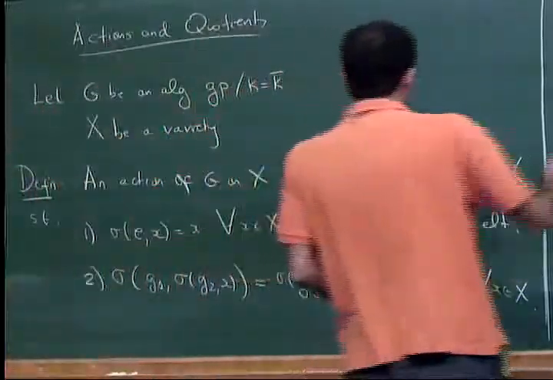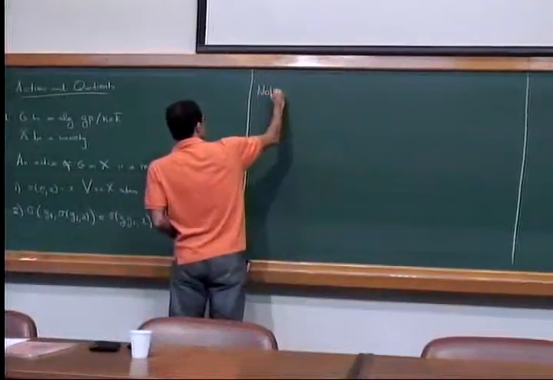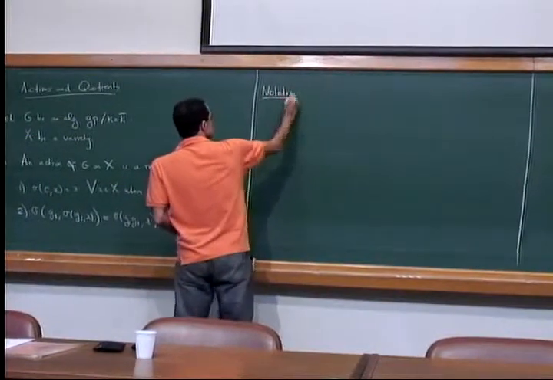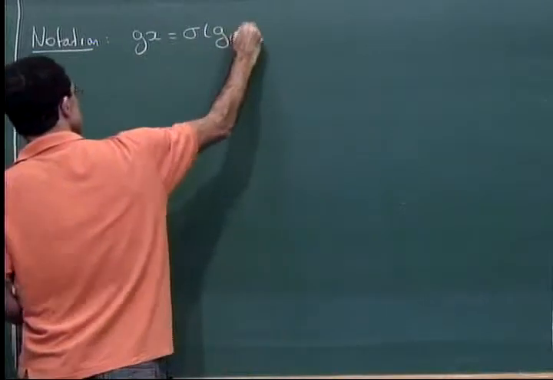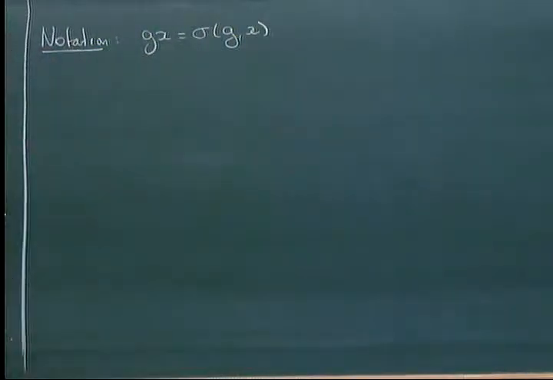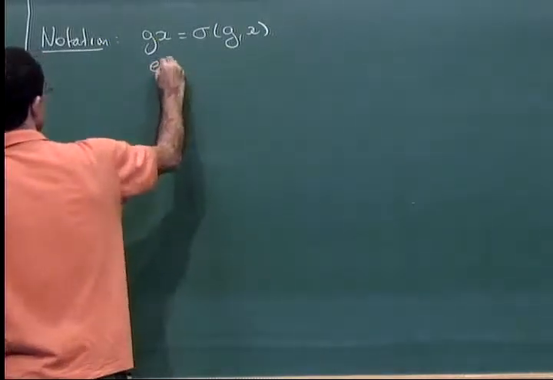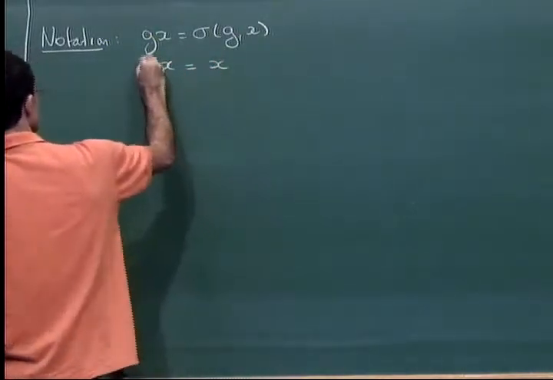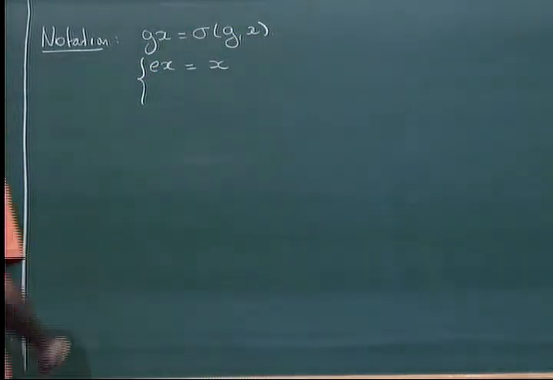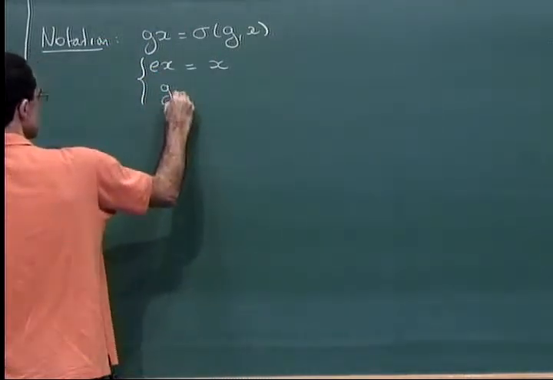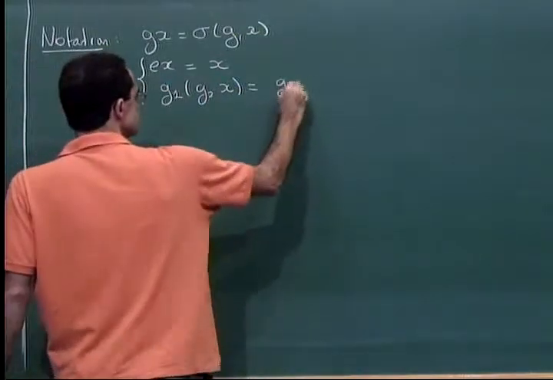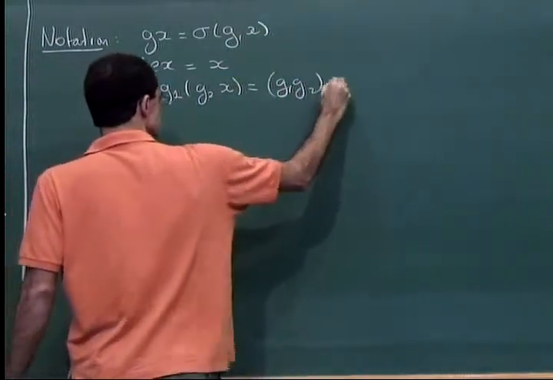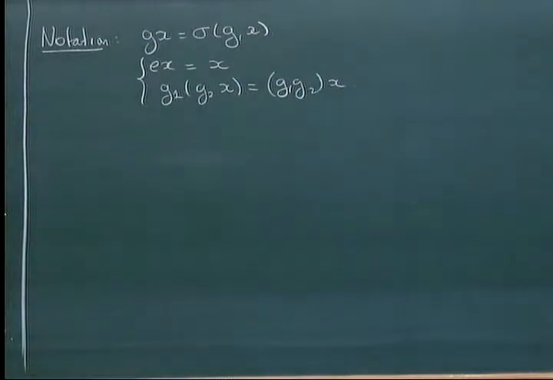We're going to use a shorter notation. We're going to just write gx for sigma g of x. With this notation, things become a bit simpler. So the two properties are this one and this one here. You may regard it as some sort of associativity.